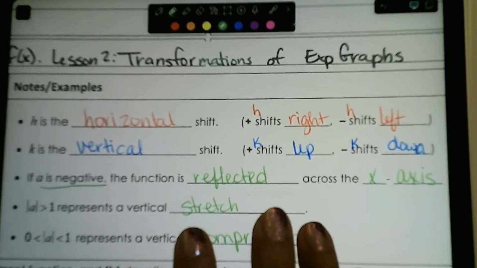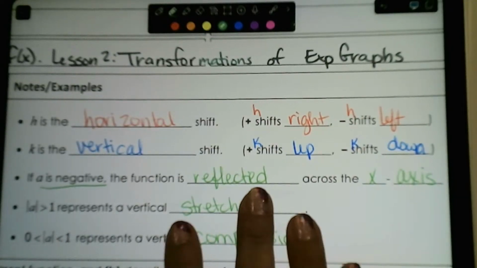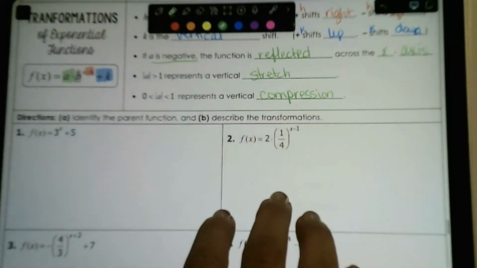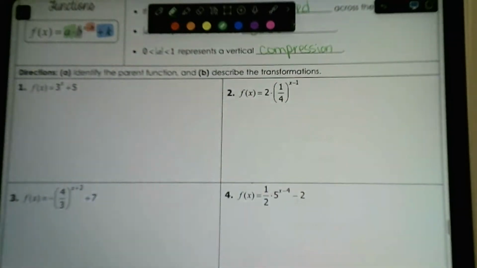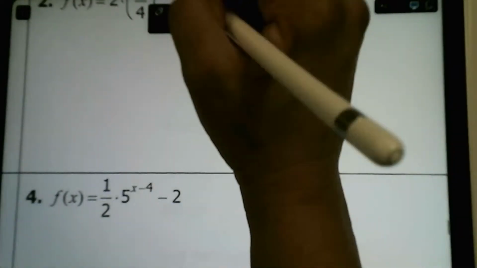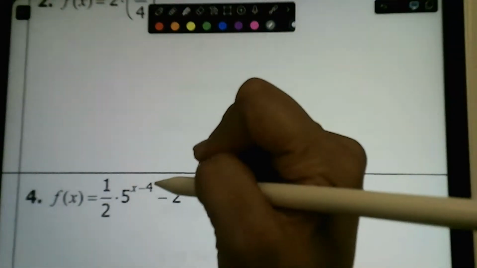Feels very familiar at this point, yes? I'm a broken record with these transformations. All right, which of these do you want to see as the example? 1, 2, 3, or 4? 4. All right, so looking at 4, let's identify the things that we have.